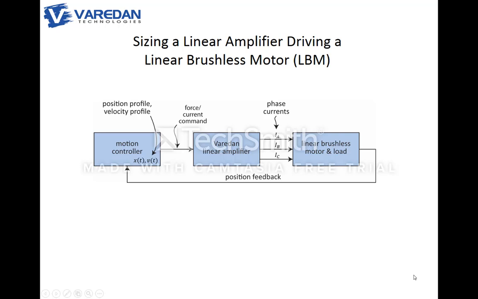This video describes sizing a linear amplifier driving a linear brushless motor and uses a simple Excel sheet available from the Varedan website. The block diagram here depicts a typical motion control system employing a linear brushless motor. There's a motion controller, a Varedan linear amplifier, and the linear brushless motor and load. The motion controller specifies a position profile and implicitly a velocity profile. It's the velocity profile that we'll use to size the Varedan amplifier.